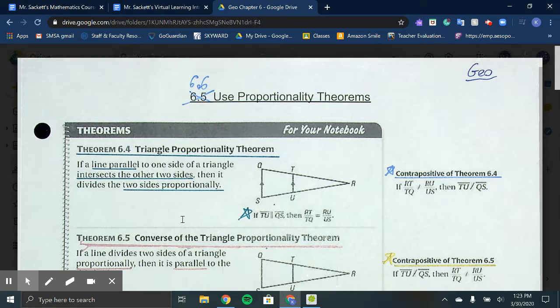Welcome to the video lesson for Geometry 6.6, Use Proportionality Theorems.